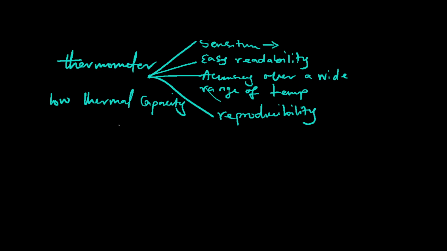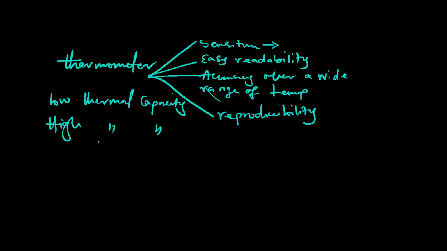Are you getting this explanation, please? If a body has high thermal capacity, that means the body requires a large amount of heat to increase its temperature by just 1 degree. And that would mean what? The body is not sensitive. So high thermal capacity is not going to be the factor of a good thermometric substance. But low thermal capacity is going to be a factor, because low thermal capacity results in high sensitivity.